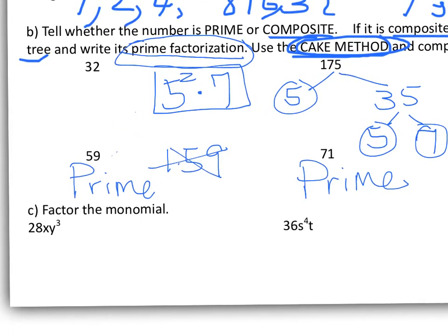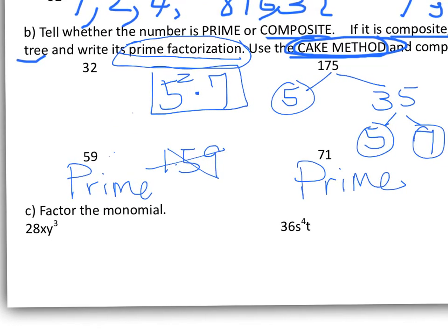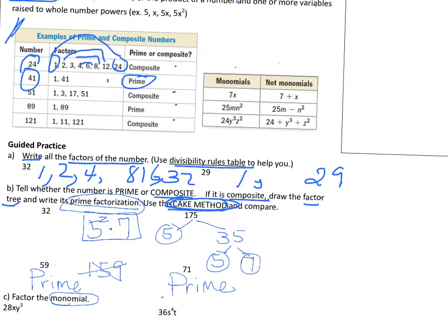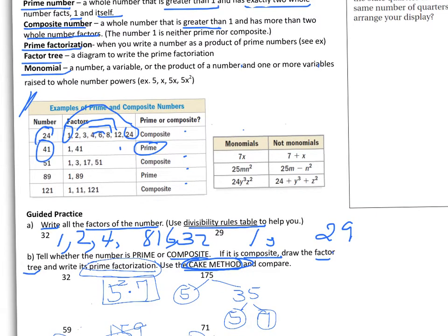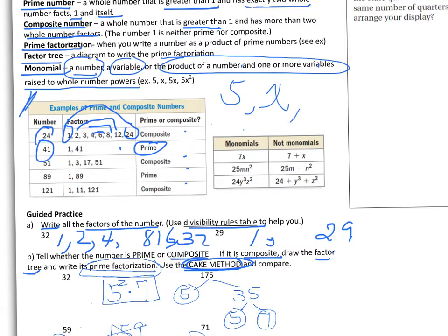Okay, part C says factor the monomial. What is a monomial? Let's go back up and take a look at the definition. A monomial is a number, a variable, or the product of a number and one or more variables raised to whole number powers. For example, 5 is a monomial. x is a monomial. 5x is a monomial. 5x squared is also a monomial.